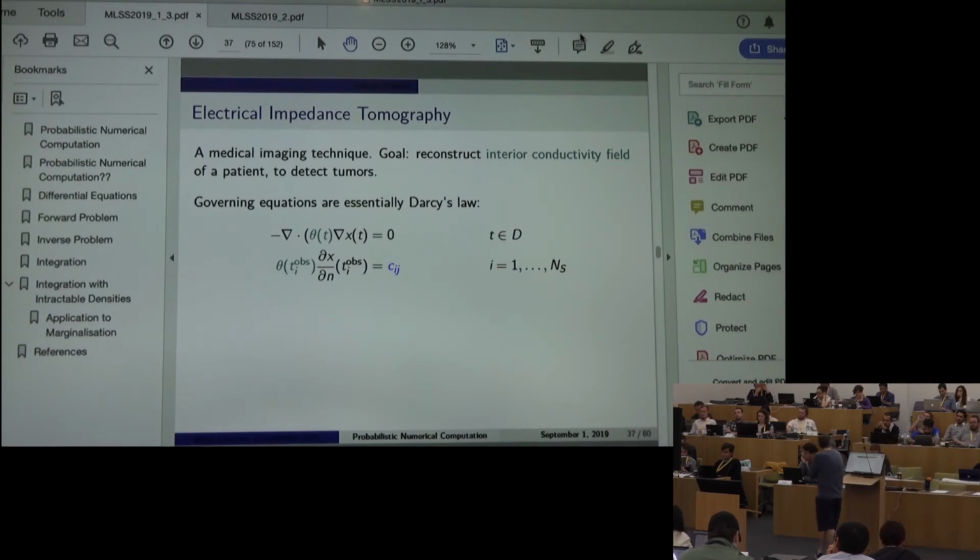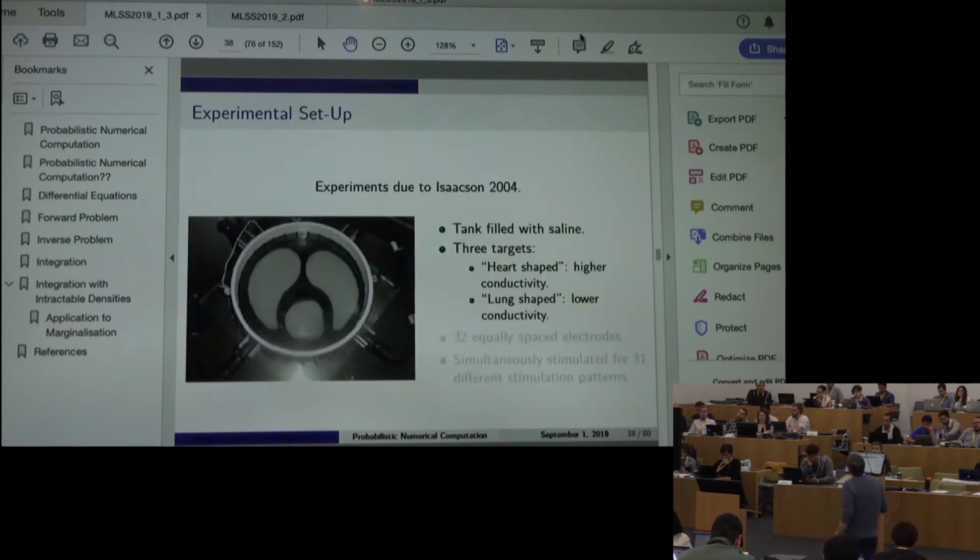The conductivity field is represented by this elliptic partial differential equation, which you should be familiar with now. These are the voltages, these are the conductivities that we're interested in, and then these are just some von Neumann boundary conditions that have to be satisfied at each of the electrode locations.